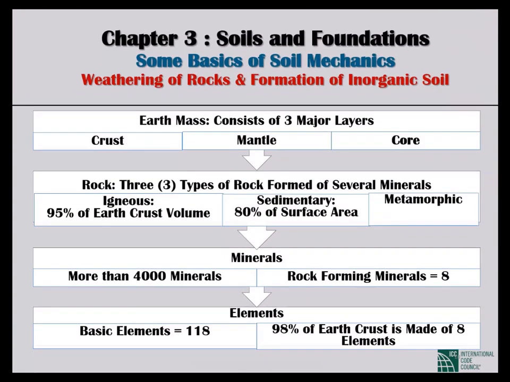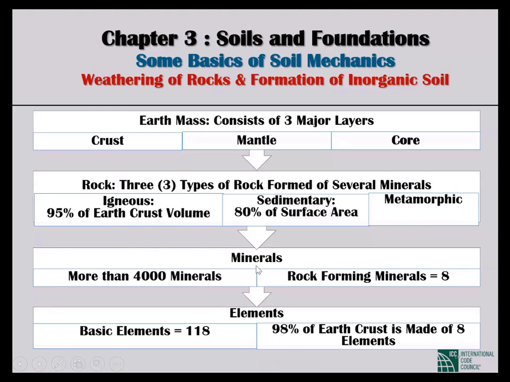So now, if we look into the earth mass, it consists of three major layers, considering the material or mineral by which it is formed. We call them crust, mantle, and core. Everybody knows we have three types of rock: igneous, sedimentary, and metamorphic. We have some information over there. If we consider the crust volume, then 95% of the crust is formed of igneous rock. But if we look at the surface of the earth, 80% of the surface is formed of sedimentary rock, and the others are metamorphic rocks.